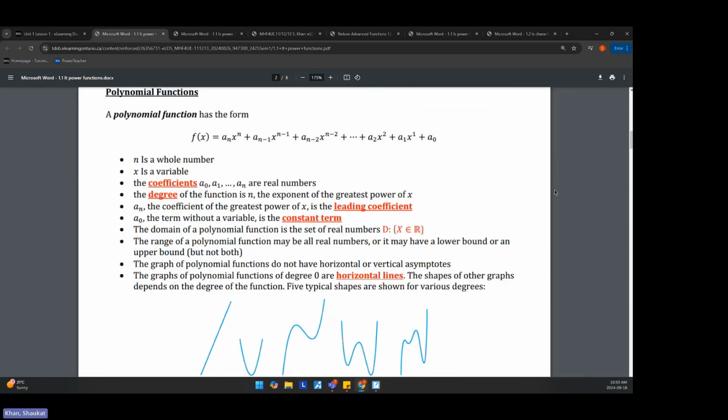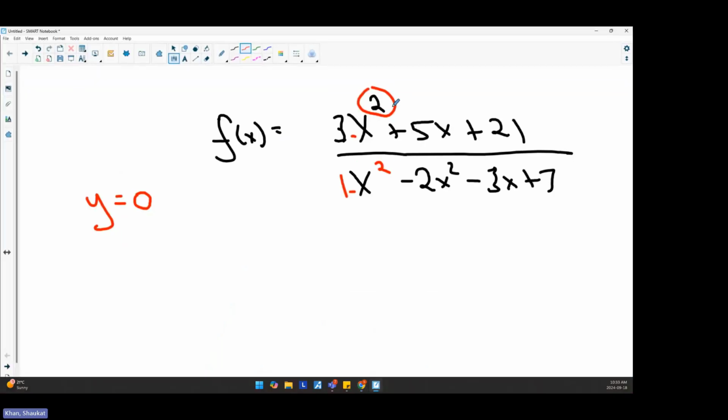Okay, a polynomial function has the form like this. This looks very strange, you could say. Very long and strange, but it's really not. It's exactly what I did here.